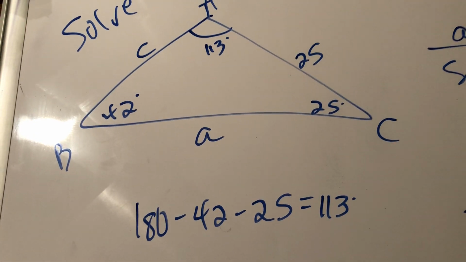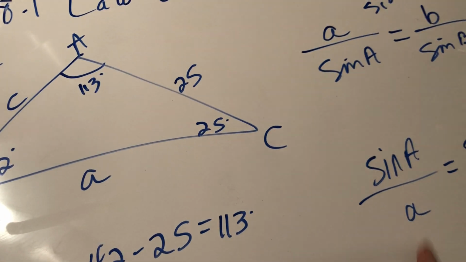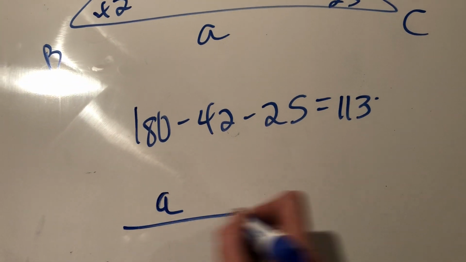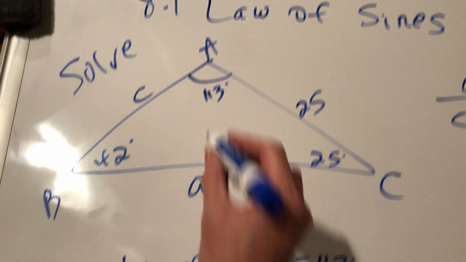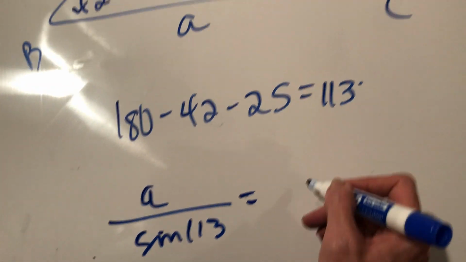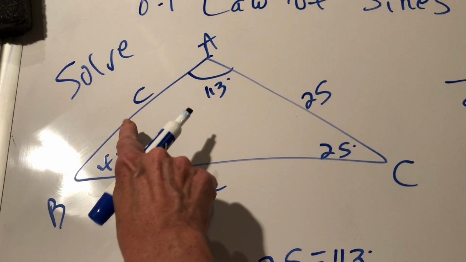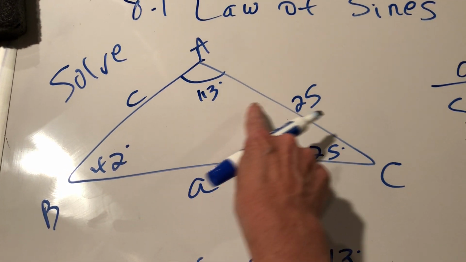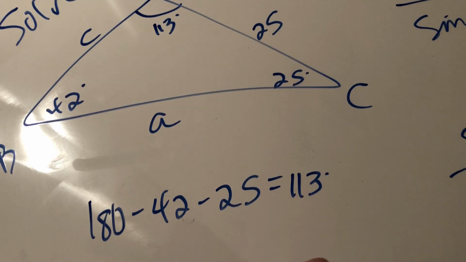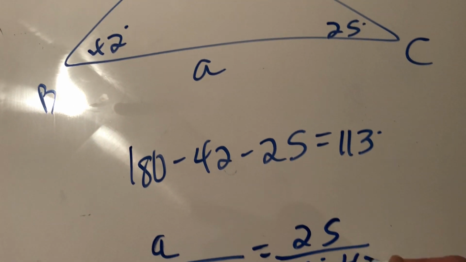Okay, anyway. So then if we want to find side A, that's where we use these proportion things. So if I want side A, I'm going to put little a, side A, over the sine of its angle, which is 113, because that's the angle opposite. So a over sine 113 equals, notice 25, notice the B's, we have both B's. We have side B and we have angle B. So that's the other proportion I'm going to set up, 25 over sine of 42.